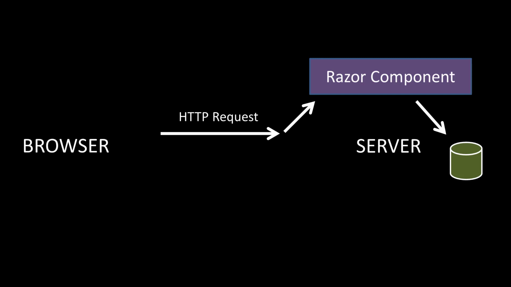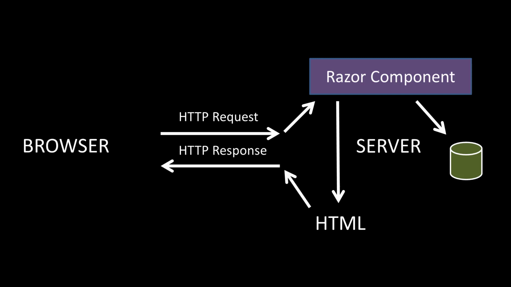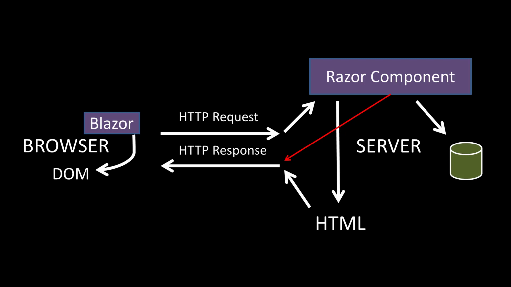But when we turn on streaming rendering for a component, the Razor component can be initially rendered to HTML while the long-running operation is happening in the background, and that HTML will be sent in the response back to the browser. Now, once the query is complete and data is available, the component will be re-rendered and a streaming update will be sent on the response stream, and Blazor in the browser can take the response and update the document object model with that data.